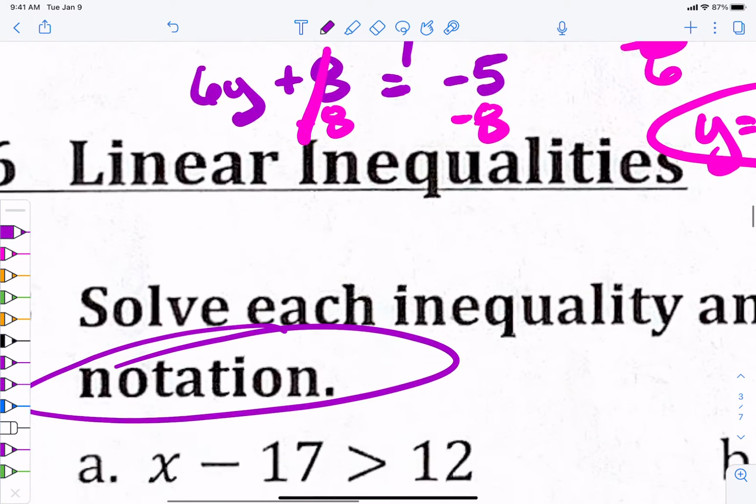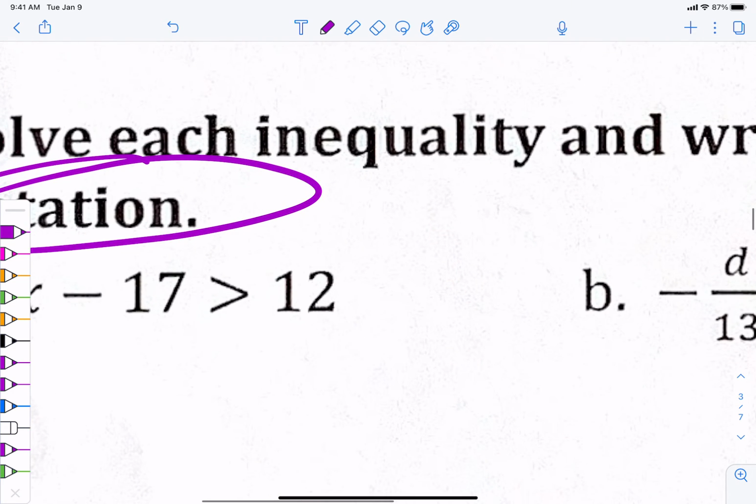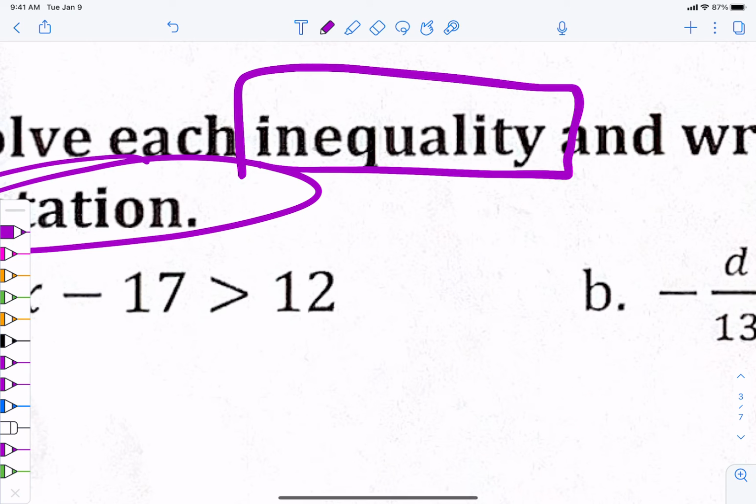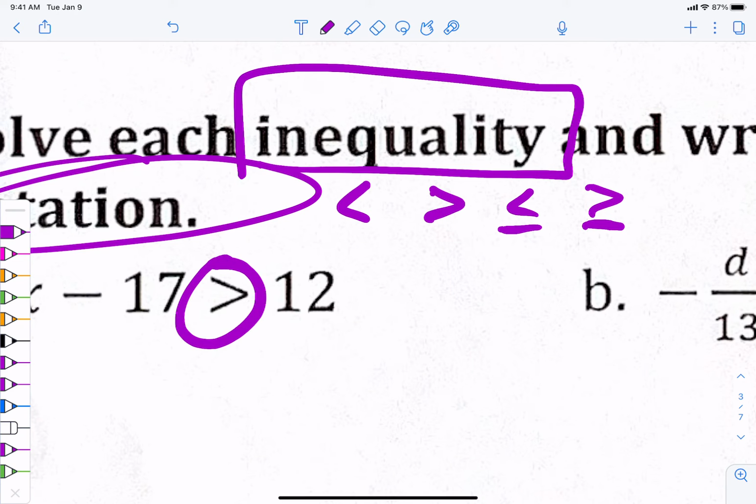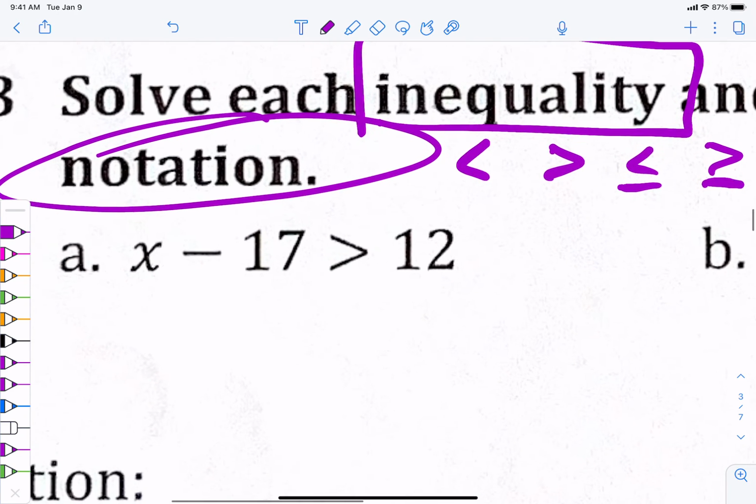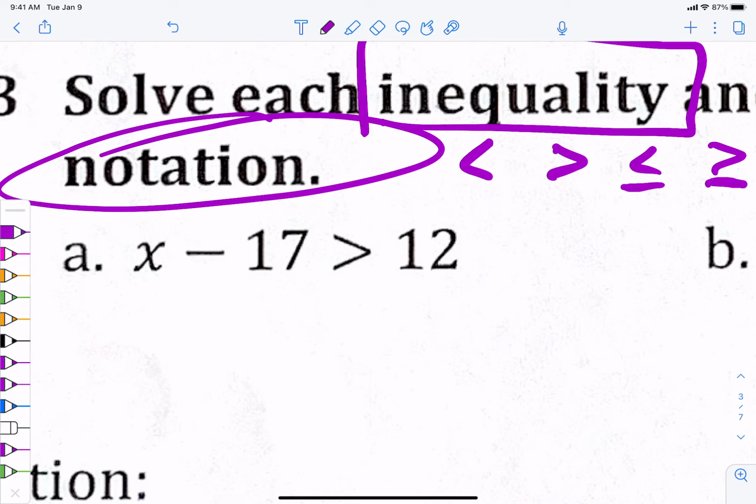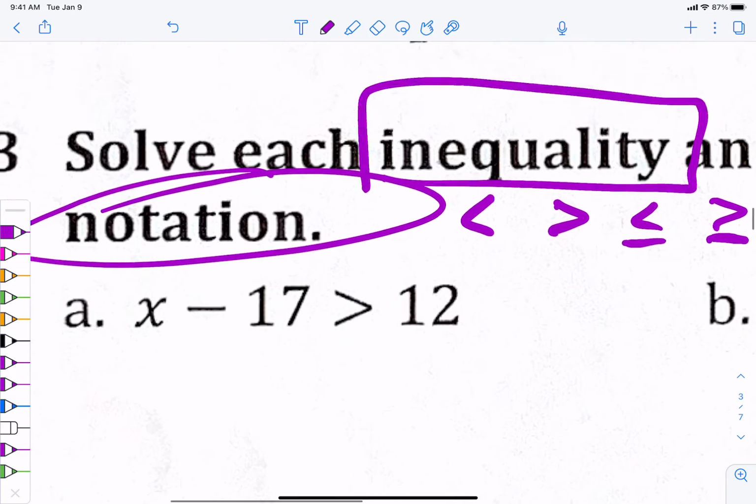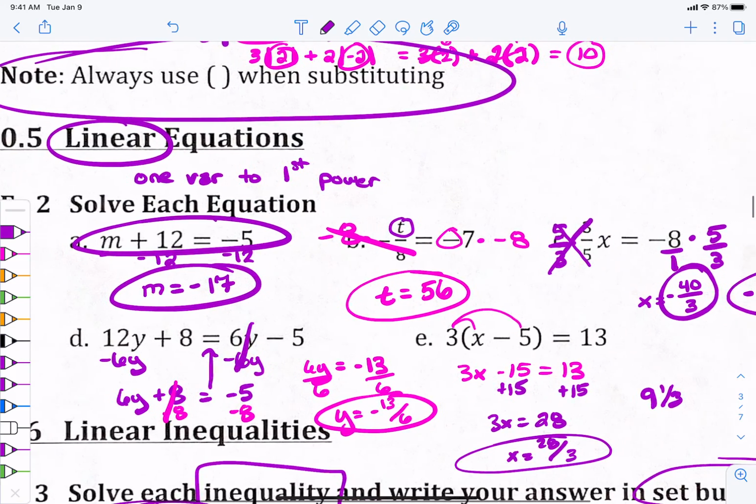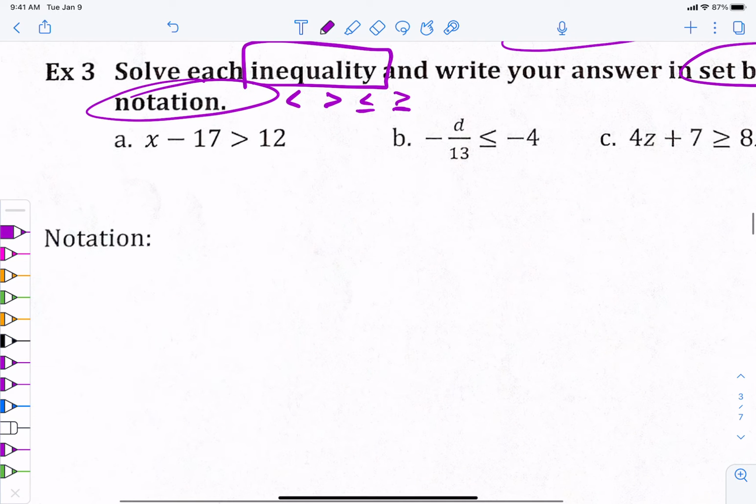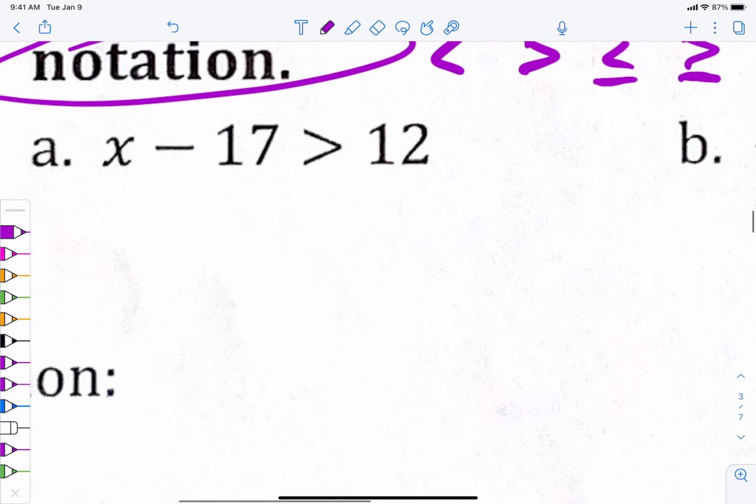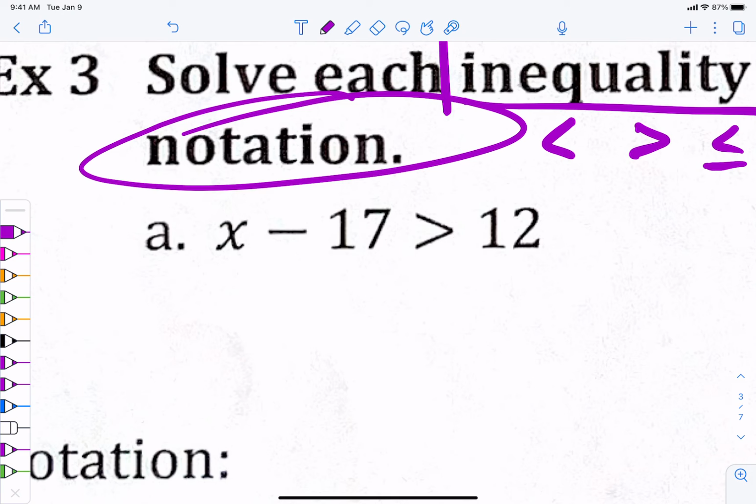Down here, though, we have an inequality, which means not equal, and if it's not equal, it's either less than, less than or equal to, greater than, or greater than or equal to, like these symbols right here. You only switch the sign if you're multiplying or dividing by a negative. We'll get to that. Now, on here, it's the same algebra, the same math as what's up here, except you're going to get a range of answers. So let's go ahead and solve this one.